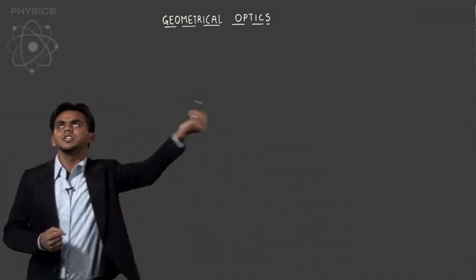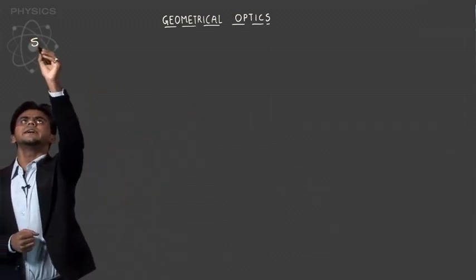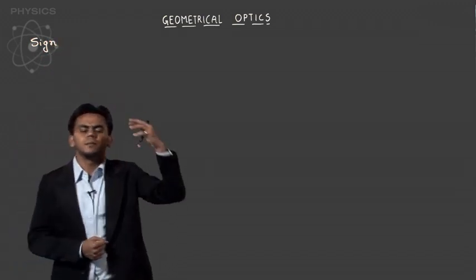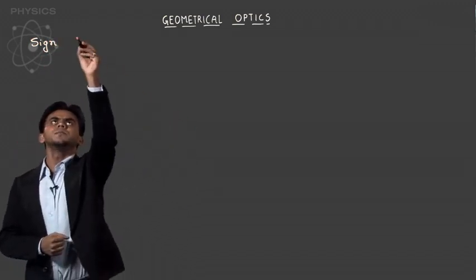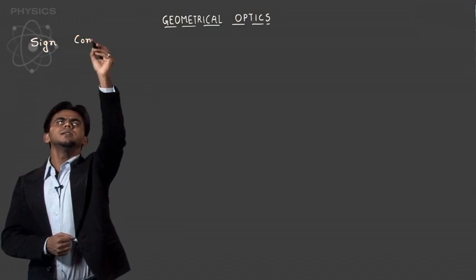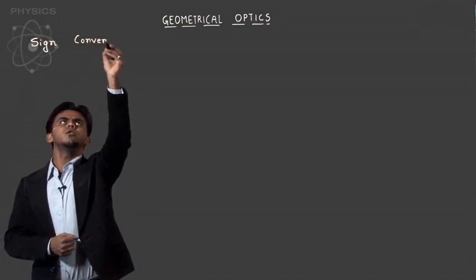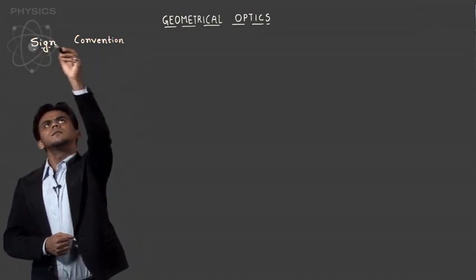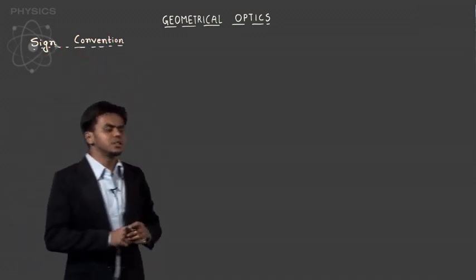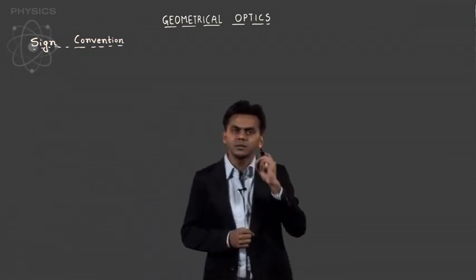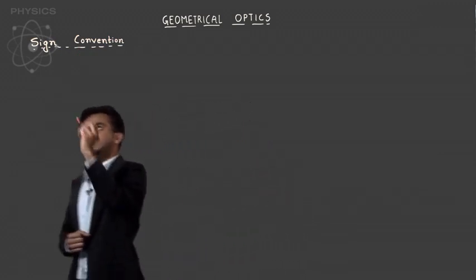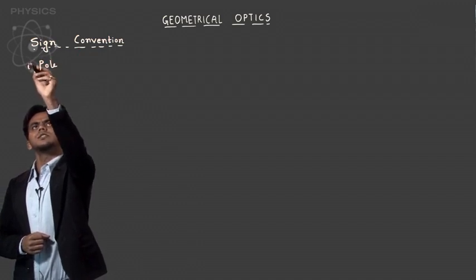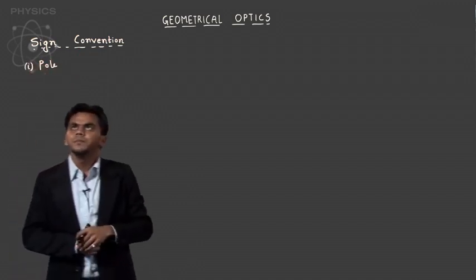When I say sign convention, it's very similar to the XY system which we have read in the very initial chapters of physics. But this sign convention is slightly different. There's only a small twist to it. What you should remember about this sign convention is, I take all the measurements from the pole. Remember pole, because all the measurements would be taken from the pole.